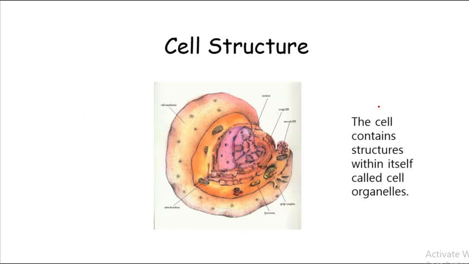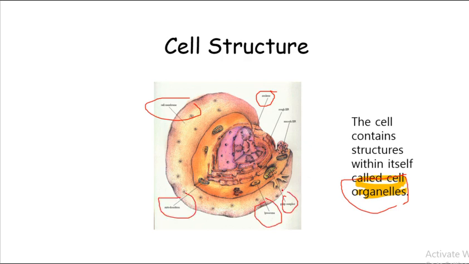Let's look at the cell structure. The cell structure contains what we call cell organelles. And these cell organelles are basically structures found within the cell. For example, the nucleus, the cell membrane, the mitochondrion, the lysosomes, the Golgi apparatus. We'll talk about these cell organelles in this lesson.